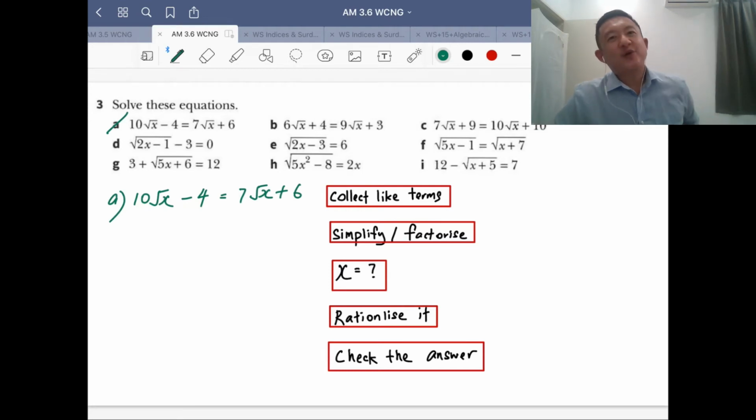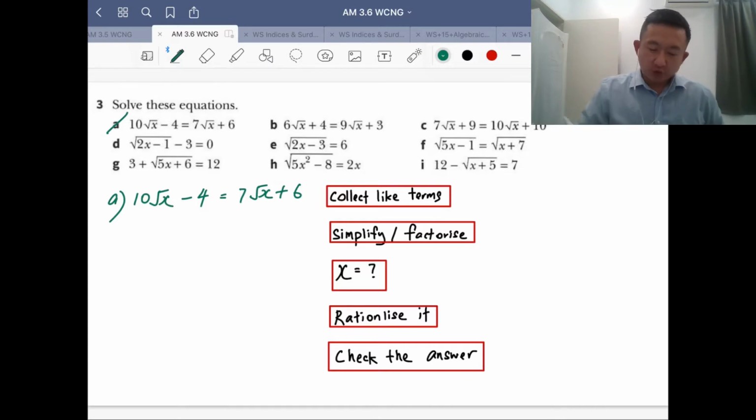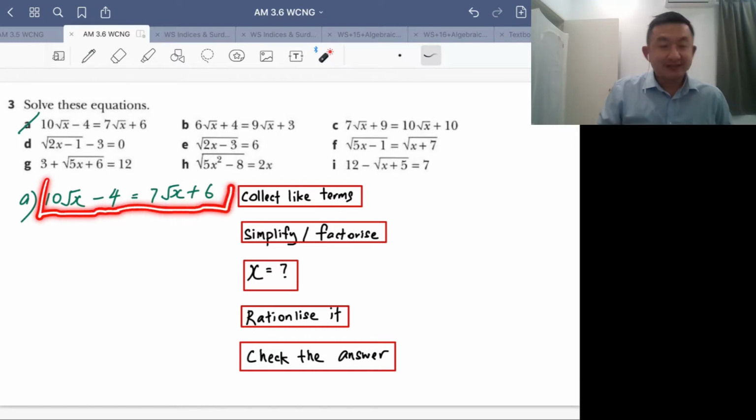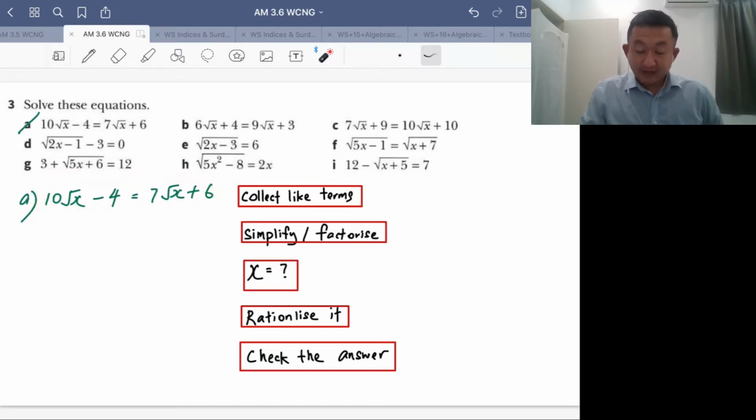In this video, I'll show you again how we further solve equations involving surds. Let's have a look. 10 root x minus 4 equals 7 root x plus 6. I'll show you the guide again.